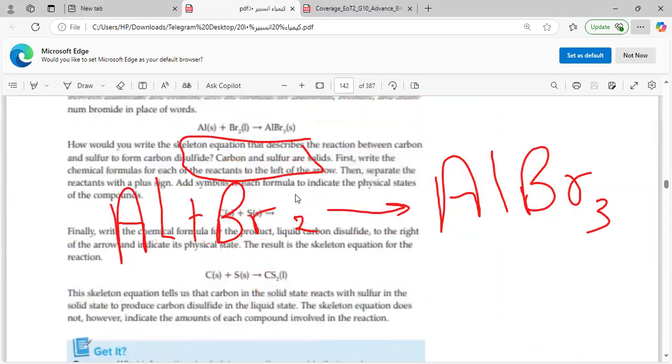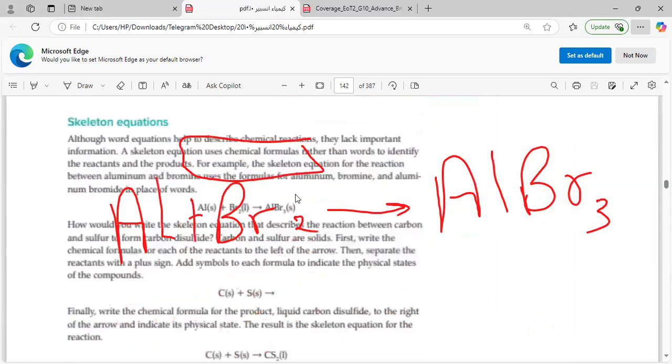How can we sketch the equation? We type first what the substances are. This is called the skeleton equation: Al, bromine, and here aluminium bromide.